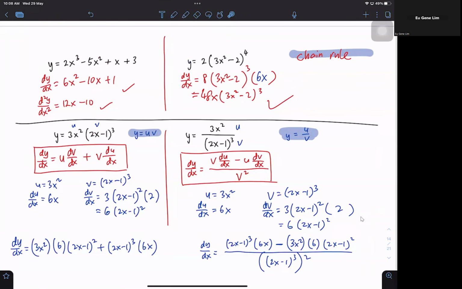The basic way is power times in front and then power minus one, right? 3 times 2, 6. 3 minus 1 is 2. 2 times 5, 10. 2 minus 1 is 1. Power 1 no need to write. 1 times 1 is 1. 1 minus 1 is 0. X power 0 means no x, right? Then last, the number with no x, once you differentiate, it disappears. Very basic way, power times in front, power minus 1.